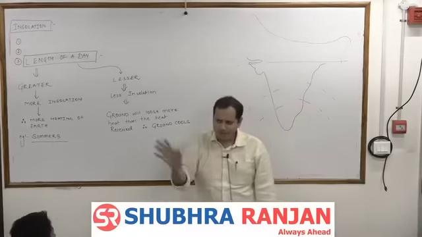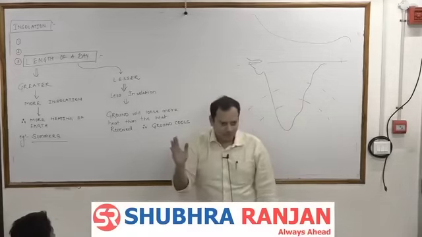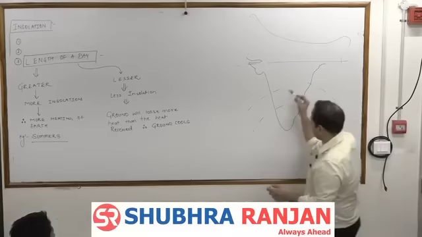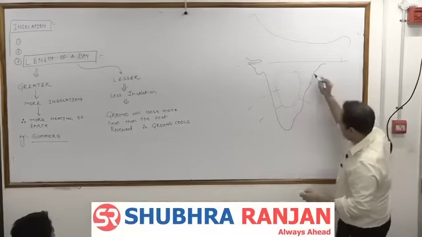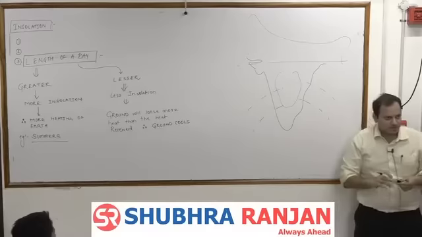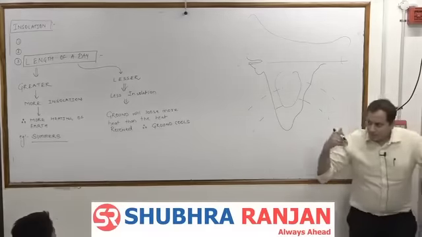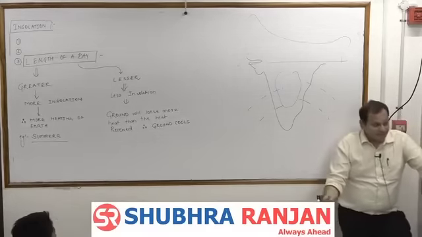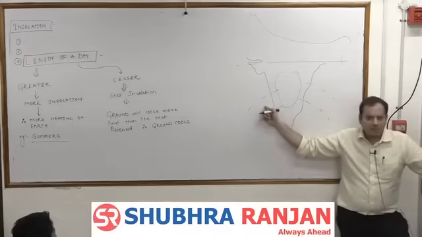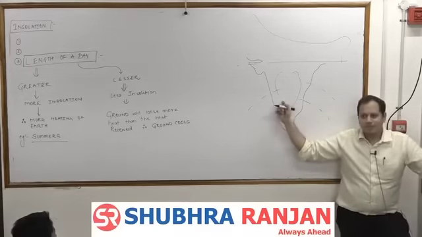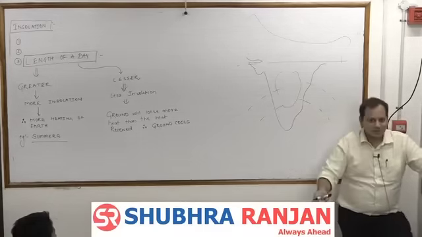There is no winter season in the peninsula, except in the interiors, if you are far away from the sea. Otherwise, in coastal regions, there is no winter season. And there is no very high heat also, because if there is a high heat, there is evaporation. Evaporation leads to rainfall, and the heat reduces.